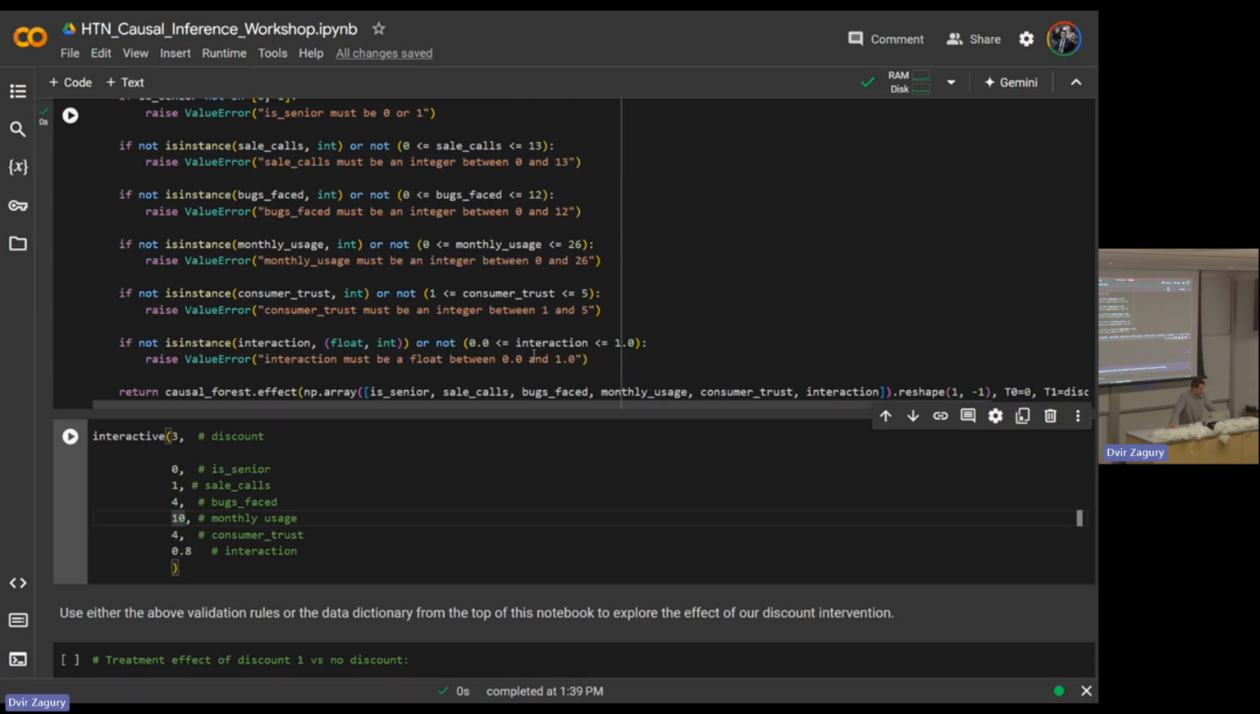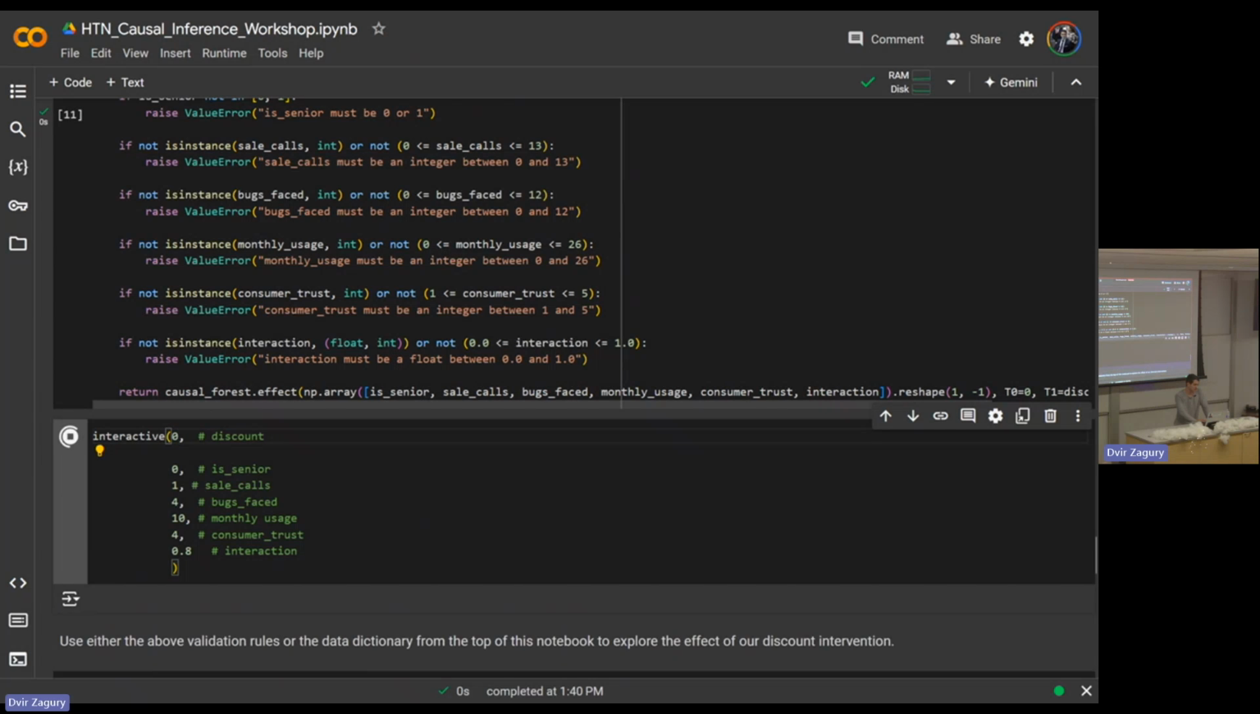And now we have a consumer trust of 4 and an interaction level of 0.8. Now remember all the limitations on those values. So from interaction, it could be from 0 to 1, and that's 0.8. So their interactions with our product are pretty good, and we want to see what discount we should give them. And so the baseline is 0.